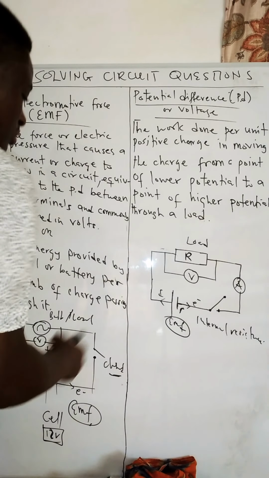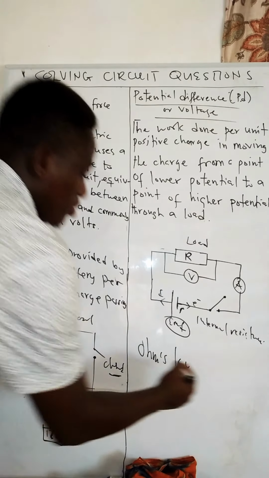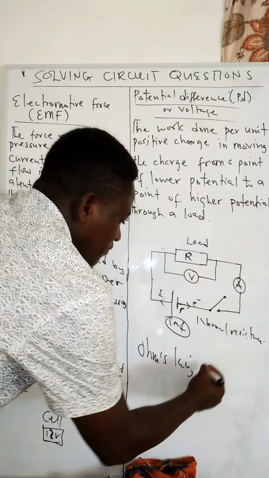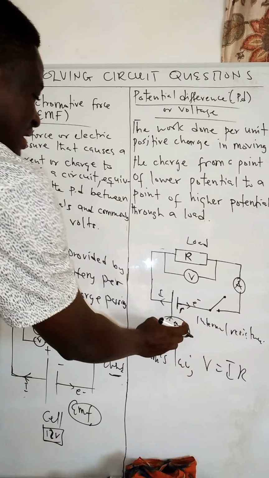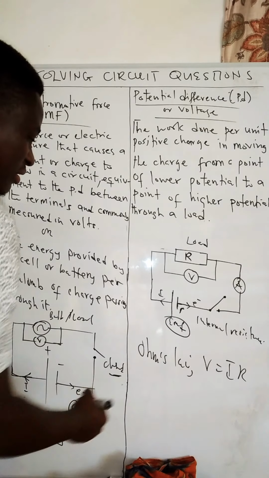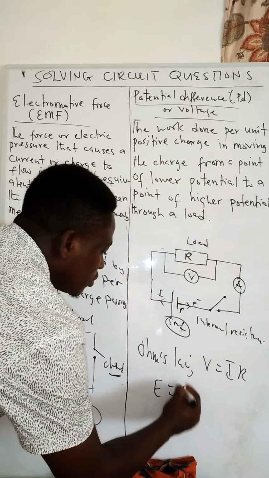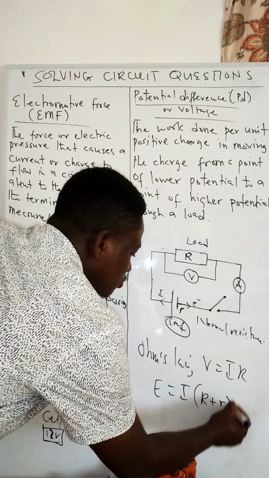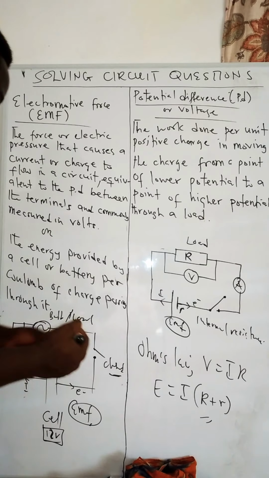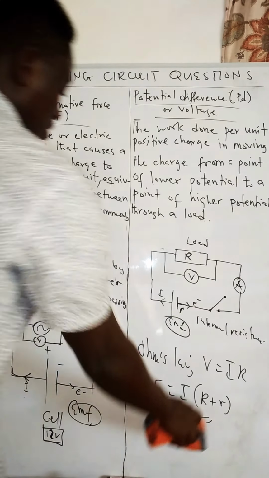big R. Okay, so according to Ohm's law, we know that V is equal to IR, but immediately internal resistance comes into play, then we are going to have an equation E equal to I multiplied by bracket R plus small r. So this is what we are getting as soon as we have EMF coming into the system.